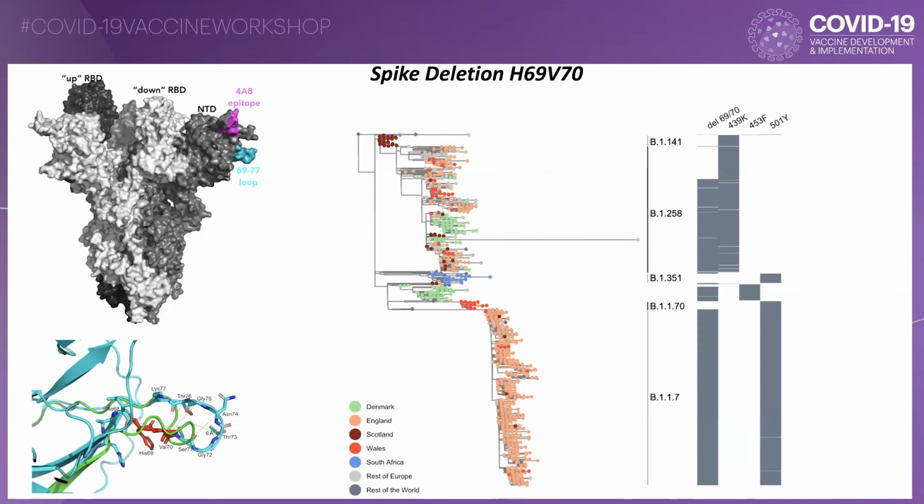So going back to the 69/70 deletion, of course, the B117 is one virus that contains this. On the top left, you can see where this deletion is. It's there in blue on an exposed loop, and you can see where it is relative to the 498 epitope in purple. On the bottom shows you what happens when the 69/70 deletion takes place. You can see in green, this is the post-deletion structure, and in blue is the pre-deletion structure. So there is a conformational change that's predicted, but this hasn't been proven through structural studies yet.